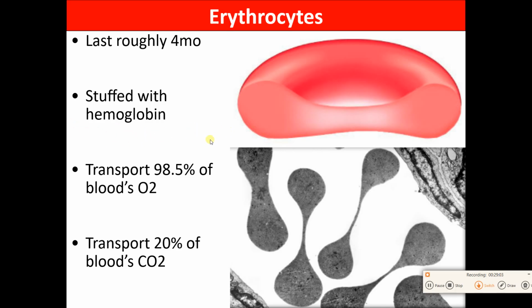Hemoglobin is our oxygen binding protein. Hemoglobin can grab onto, hold onto, and then let go of oxygen. So because of their hemoglobin, red blood cells are the oxygen transport cells. They transport 98.5% of your blood's oxygen, as well as a significant amount of your blood's CO2. So hugely important jobs, especially the oxygen transport, for our red blood cells, our erythrocytes.